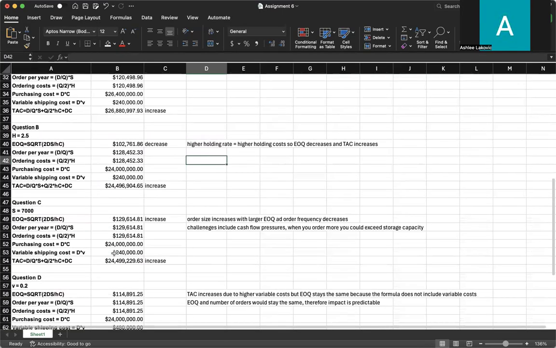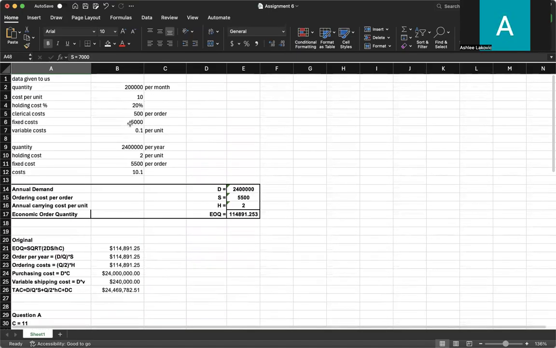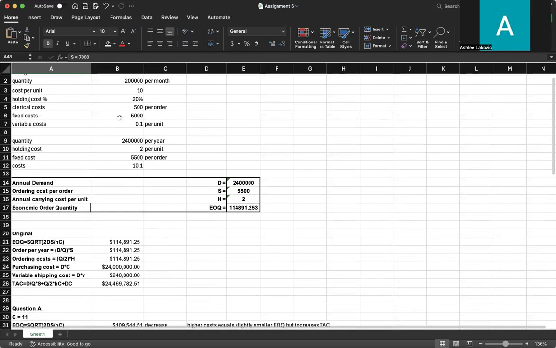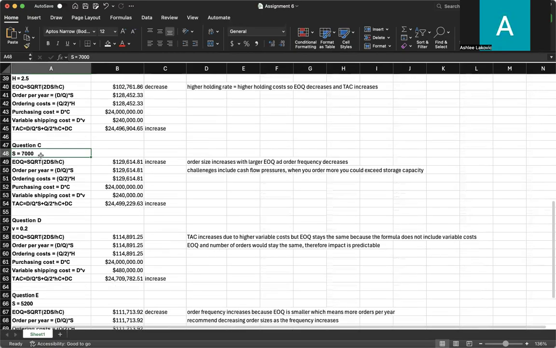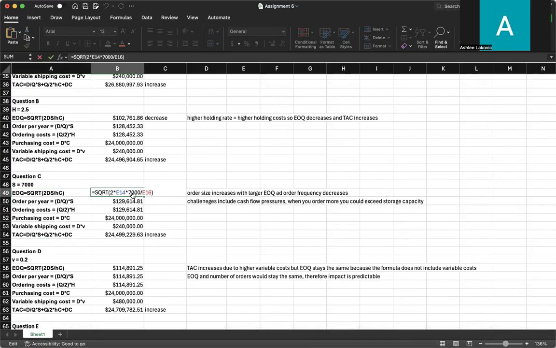Moving on to question C. So instead of it being 5,000 plus 500, it is now 7,000. So that increase from 5,000 to 6,500 for the fixed costs plus the clerical costs gives us 7,000. Again, moving through all of these equations, you can see the change in here is 7,000.